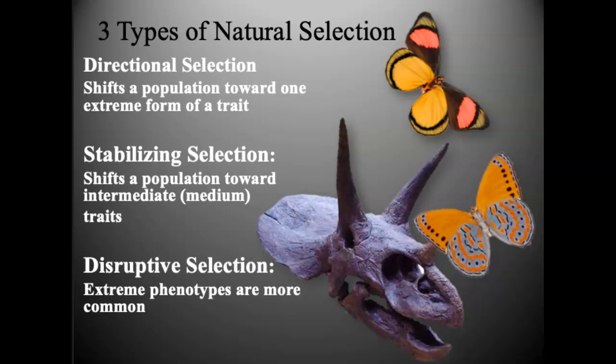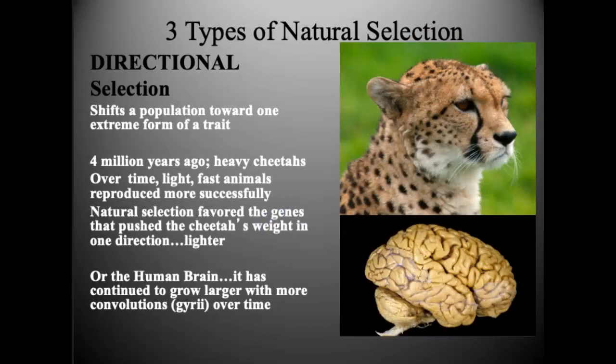The last one is called disruptive selection. This is where either extreme form of a trait is going to be selected for, and the best way that I can describe that to you is when I show you the example, and I'll do that in just a second. Okay, here are two examples of directional selection.